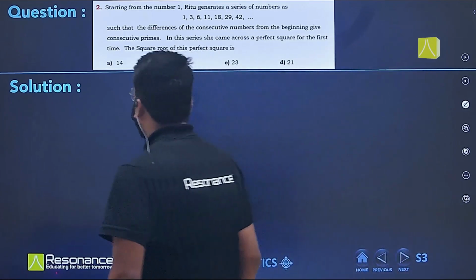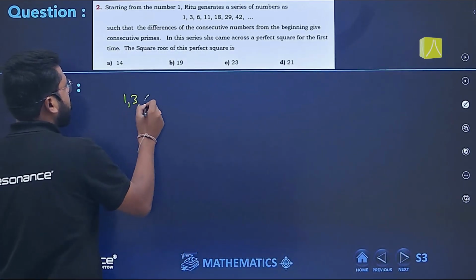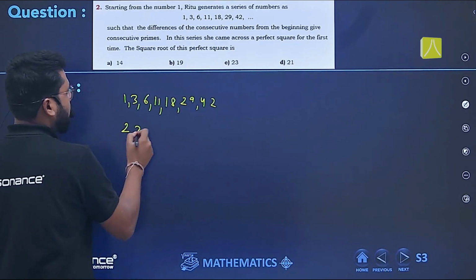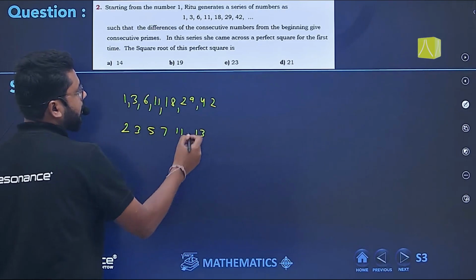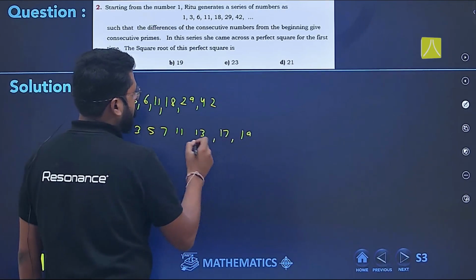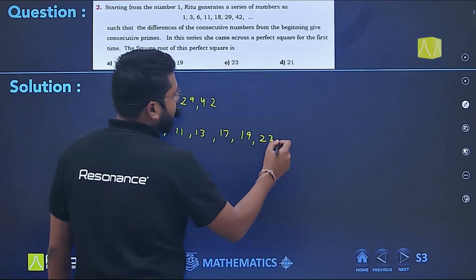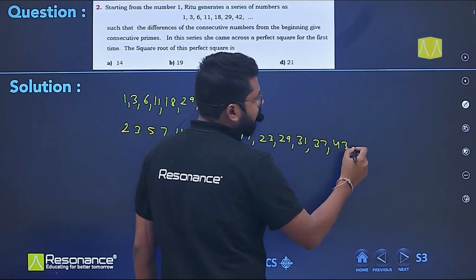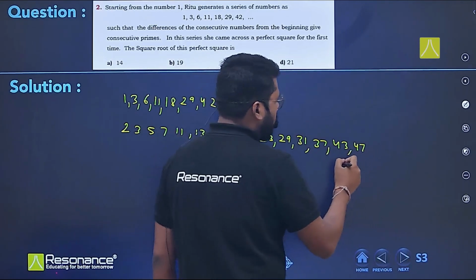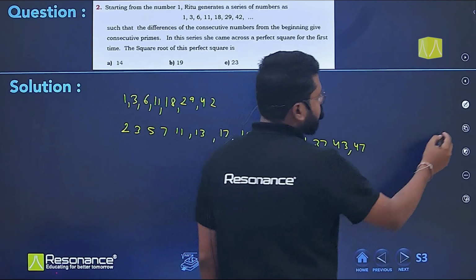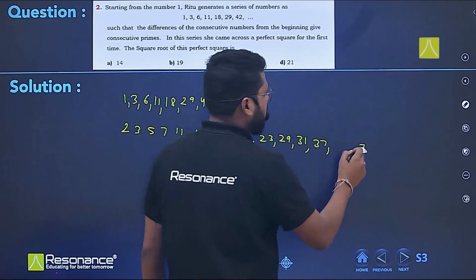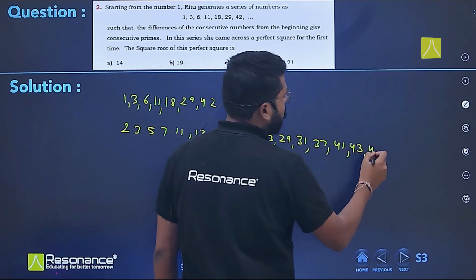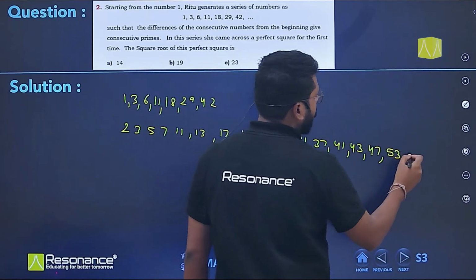First we'll write the series here. It is like 1, 3, 6, 11, 18, 29 and 42. So the differences are 2, 3, 5, 7, 11, 13, then 17 came, then 19. Obviously then 23 will come, then 29, then 31, then 37. After 37 it's 41, because 41 is also a prime number. Then 43, then 47, then 53, then 59 is another prime number.